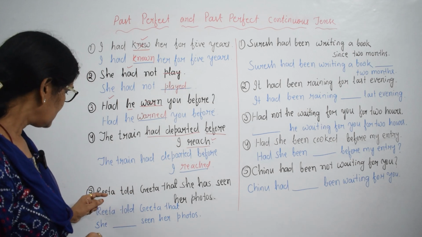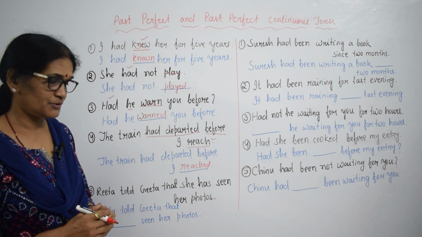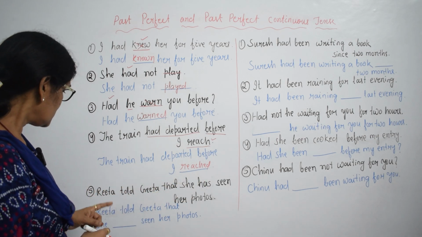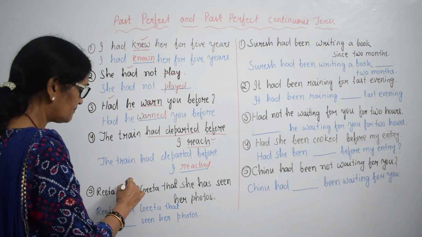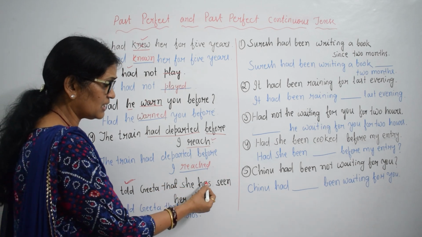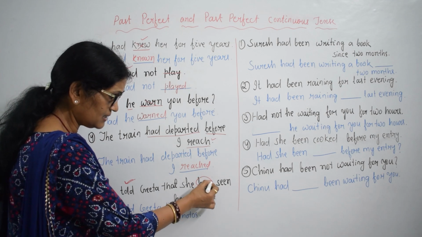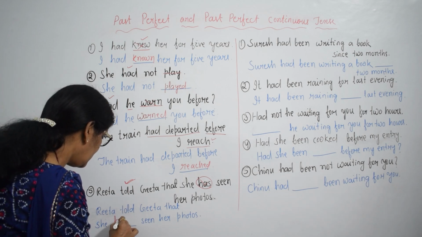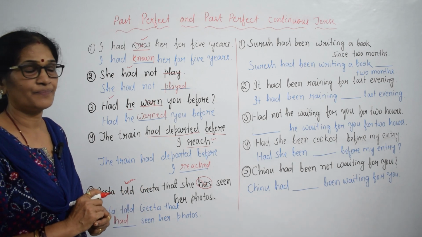Rita told Geeta that she has seen her photos. This is one narration change, reported speech. Rita told Geeta. The speaker speaks in the past form, so this will be in the past form. Has seen her photos. Instead of has, it will be had. Rita told Geeta that she had seen her photos.